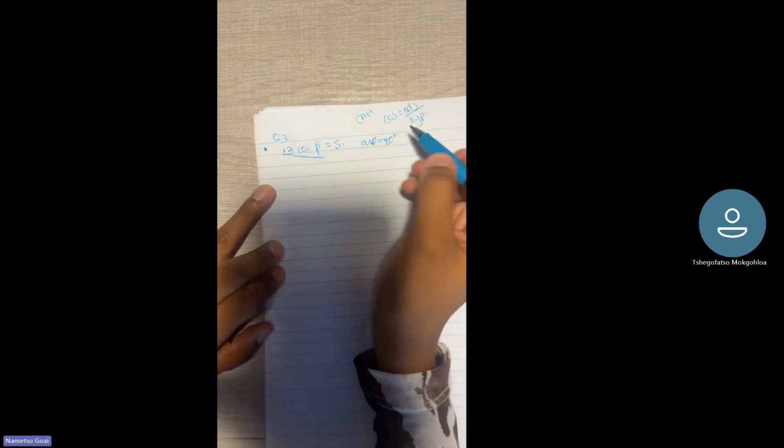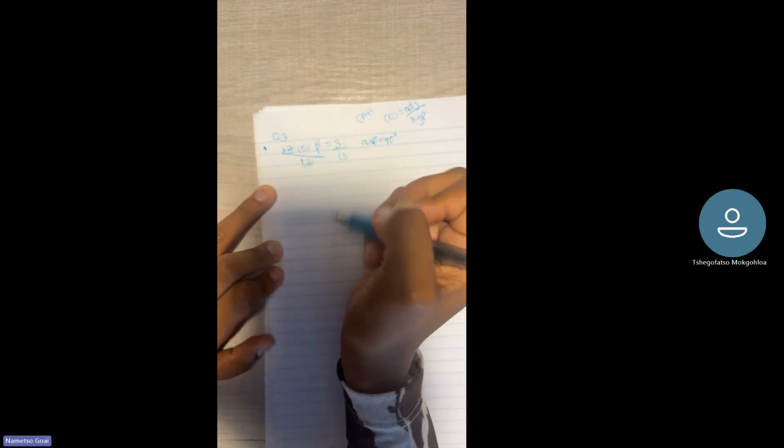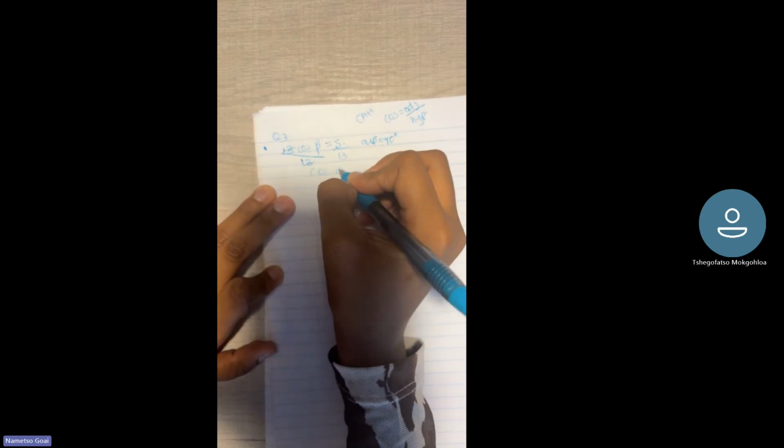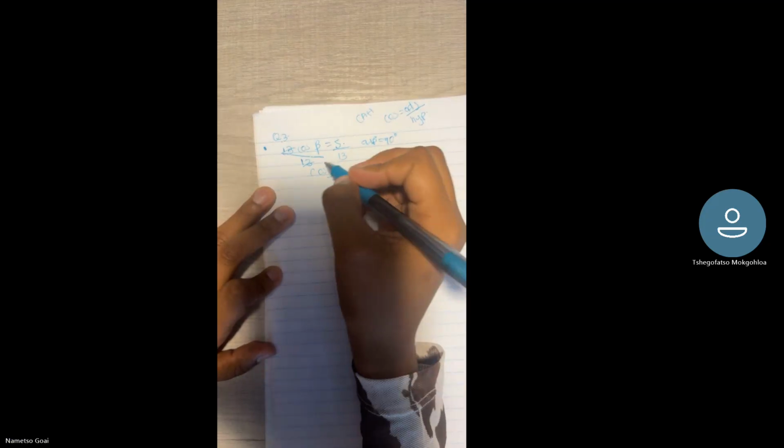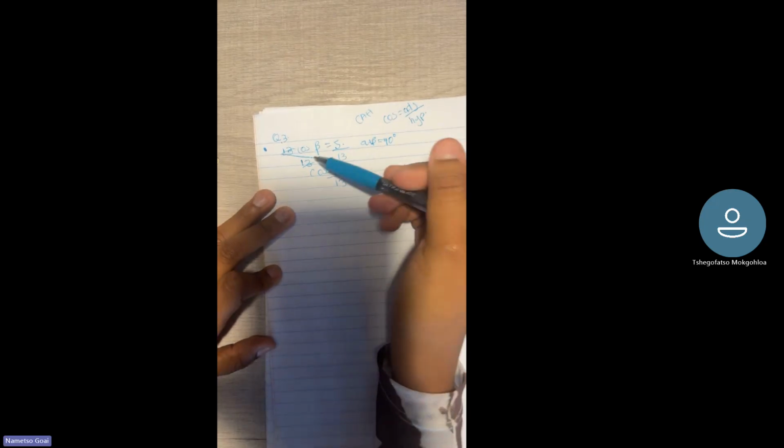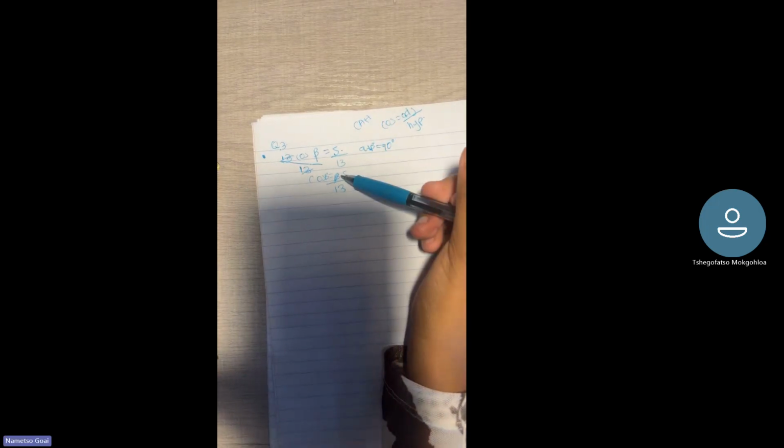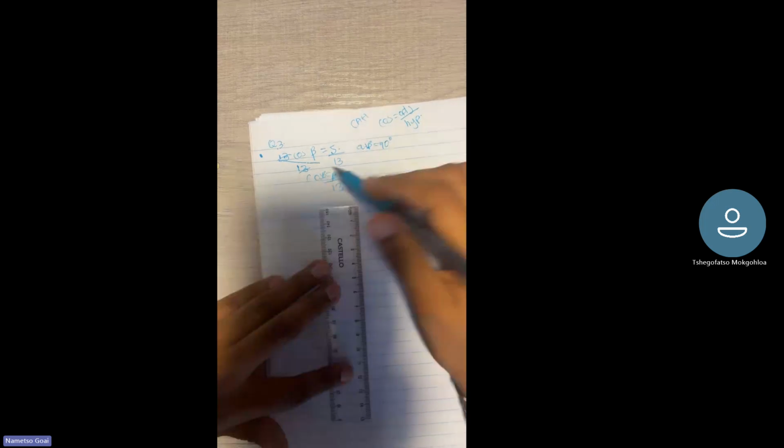Okay. So you see, we have 13 cos beta, right? So in order to make this a fraction, we have to divide both sides by 13. So we are left with just cos beta. So cos beta equals 5 divided by 13, right? Because we divided both sides by 13. You understand what we just did here, right? Yes, ma'am. Okay. Now you can easily plot this.